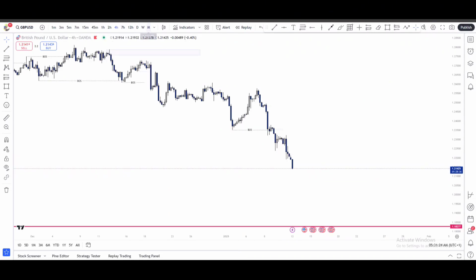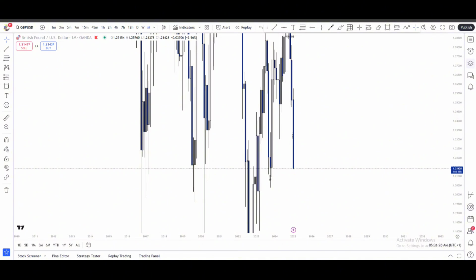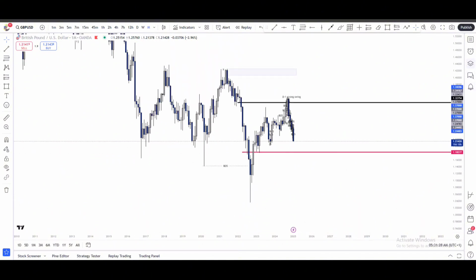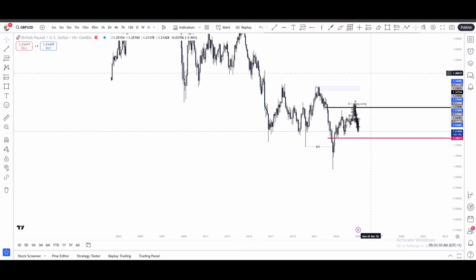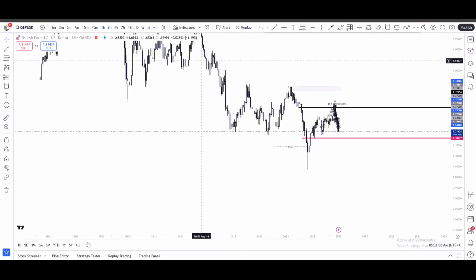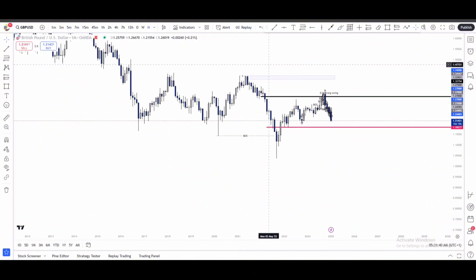Okay, so we can see that the market is bearish here. On the monthly time frame, the market has broken this place and it went up to react to this zone. Right now the market is making its correction back to come down. So let's go down to the weekly.